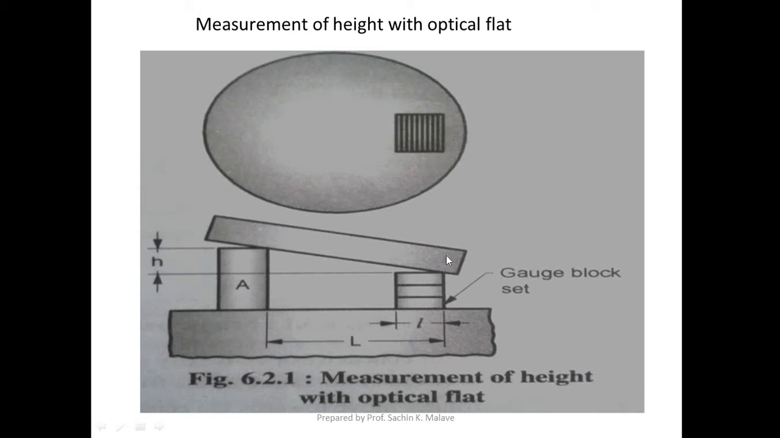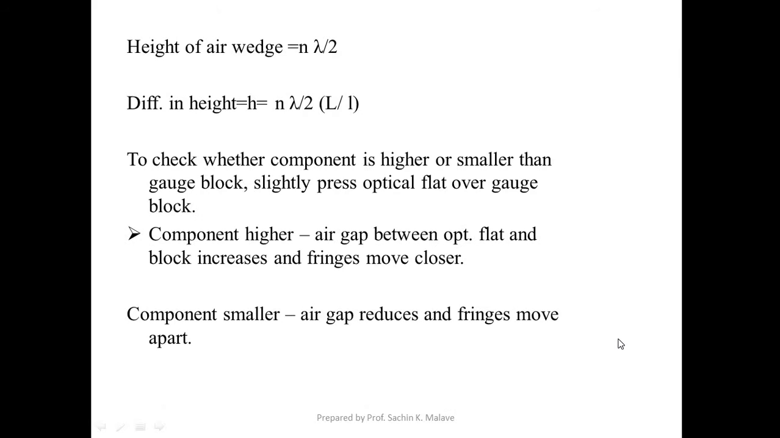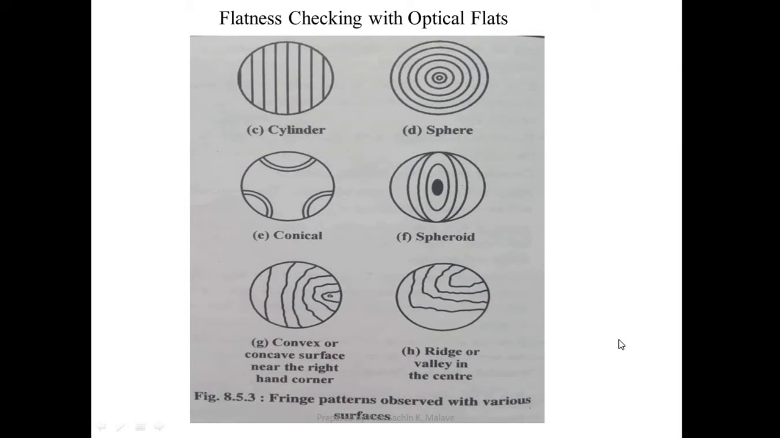In the last lecture, we have seen how to measure the height of a workpiece using the master gauge block set, using the phenomenon of interference of light. We also discussed the NPL, how to check the flatness using optical flats, and how the various surfaces look under the optical flat.